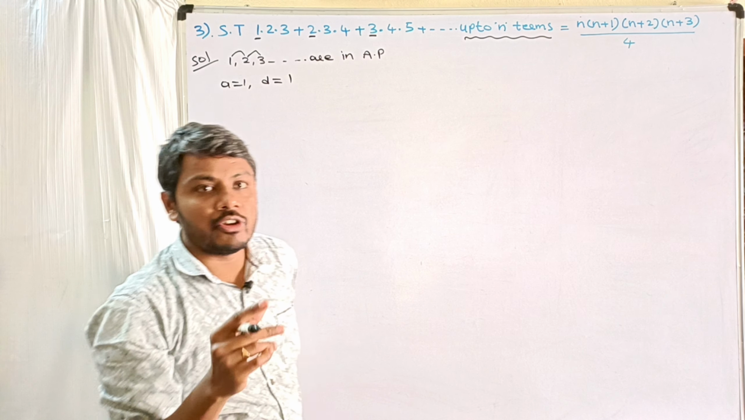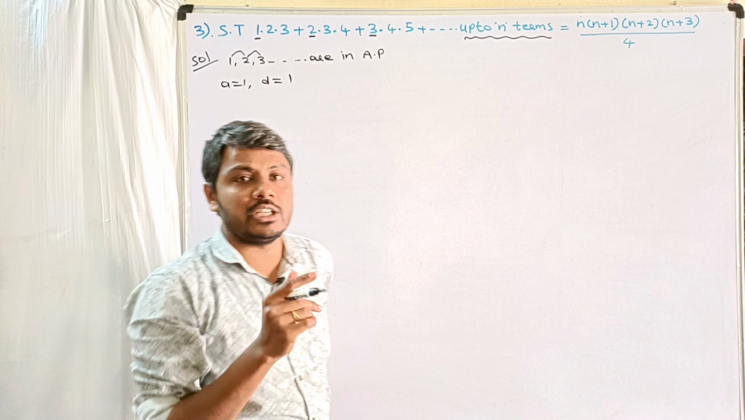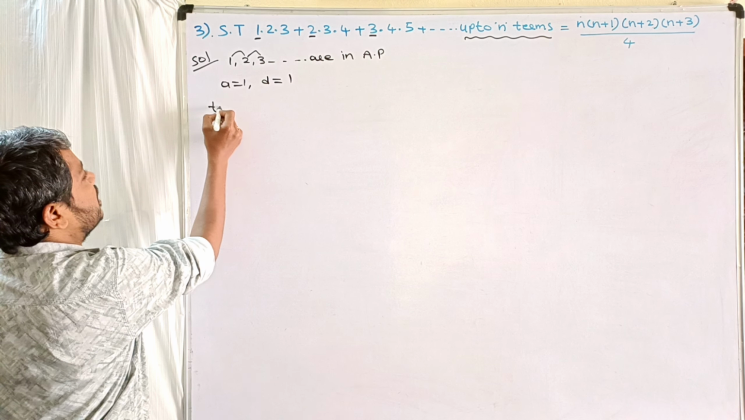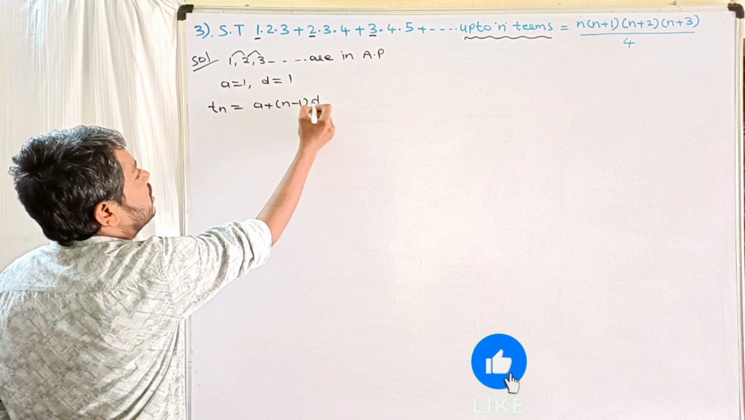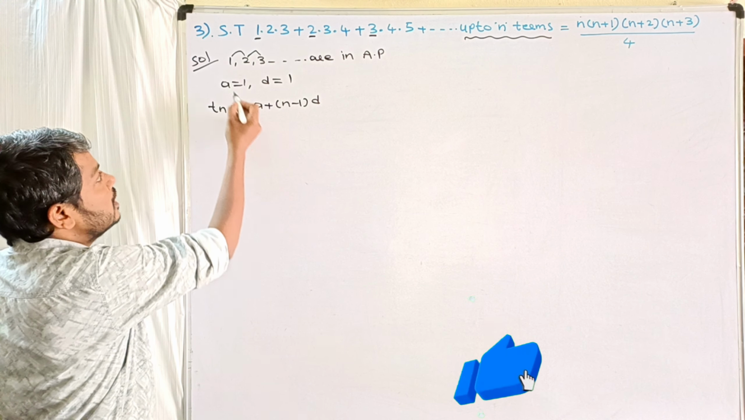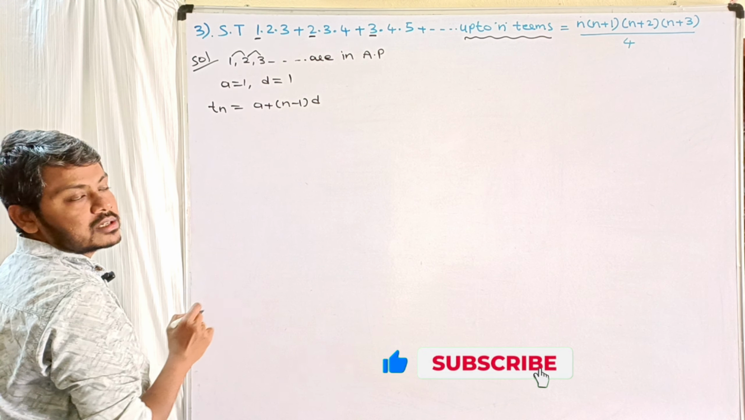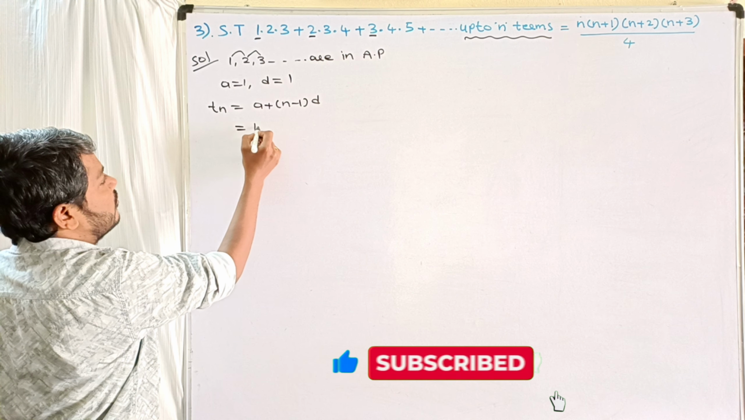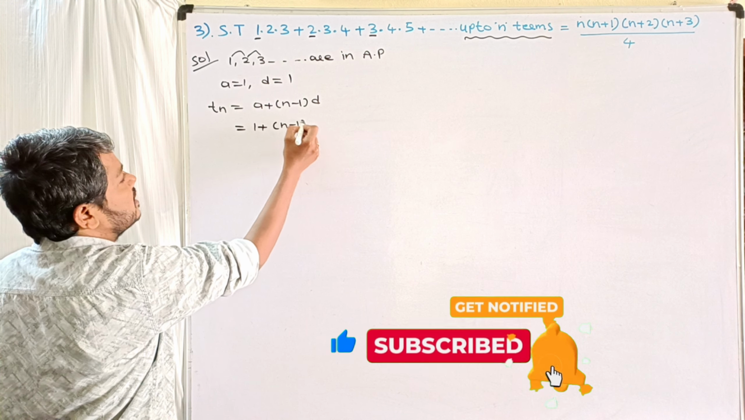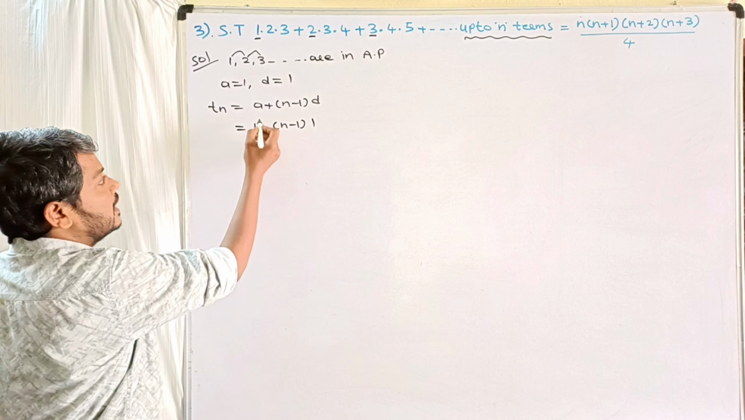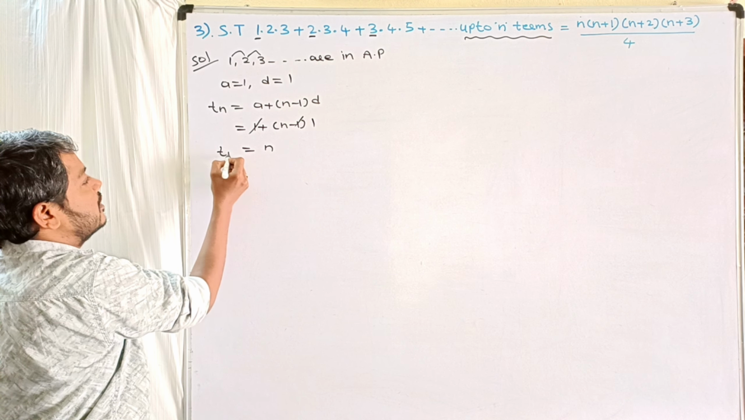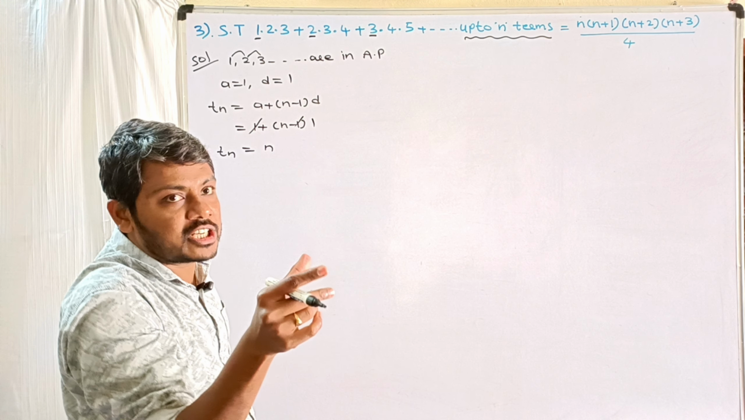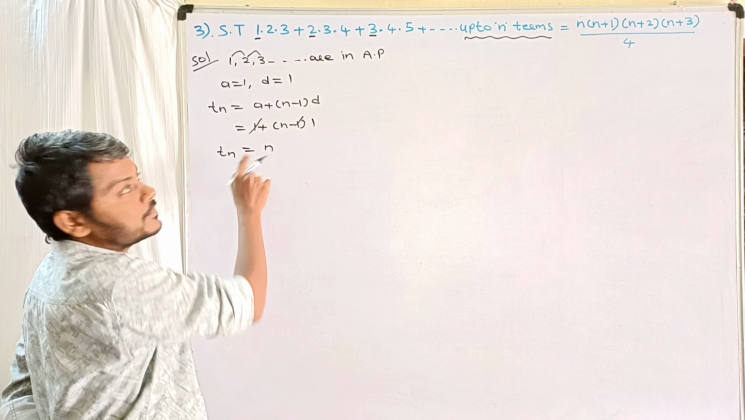So here you can find the nth term of the series. We know that the nth term Tn is equal to A plus (n minus 1) into D. A equals 1 and D equals 1. Substitute here: 1 plus (n minus 1) into 1. Clearly 1 minus 1 cancel, you will get n. Therefore the nth term of the first terms is n.